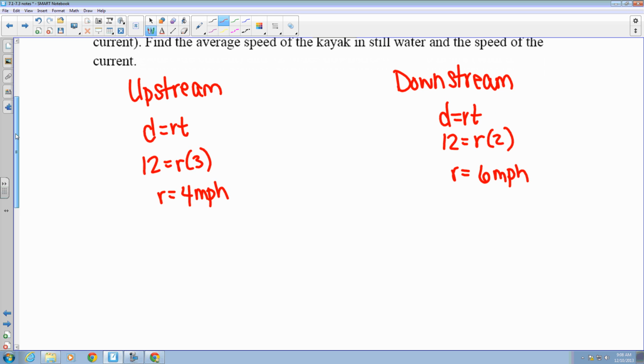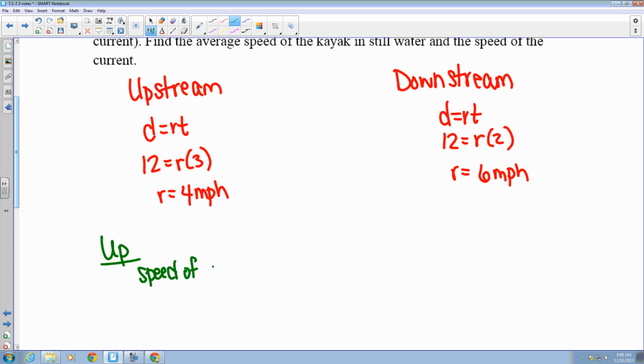So now we're going to set up two different equations. First one is for upstream. We need to find out what the speed of still water is, how fast he's going in still water. And when we're going upstream, we have to subtract off the speed of the current. That's going to be equal to the speed of the kayak.